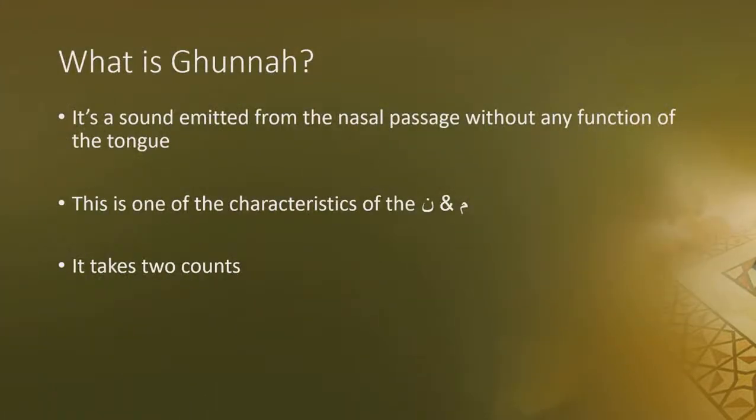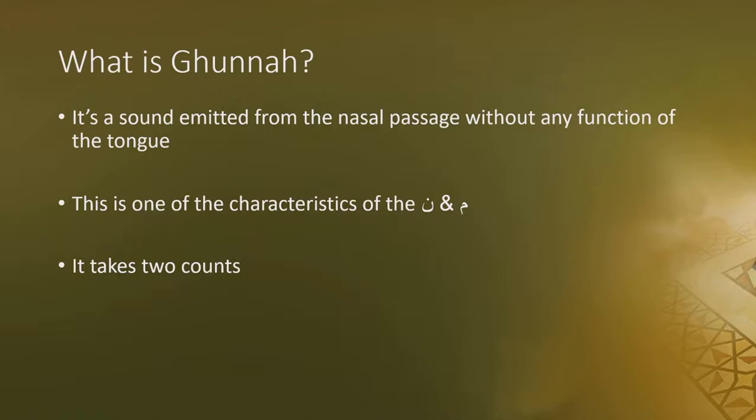So let's introduce the gunna. It's a nasal sound emitted from the nose. This is one of the characteristics of only 2 letters, the Noon and Mim. It takes 2 counts. If you listen to the sheikh, he makes a humming with some words like this. Anta. This is the gunna. Try to say an while you're closing your nose. You can't hear it, right? Because you're locking the place where the sound of the gunna is produced.